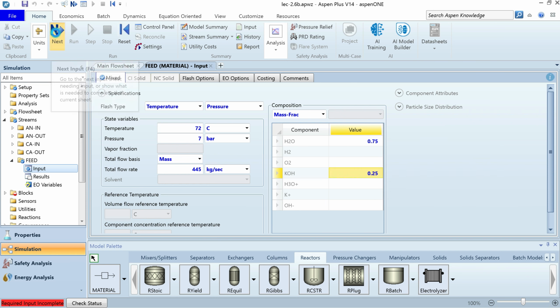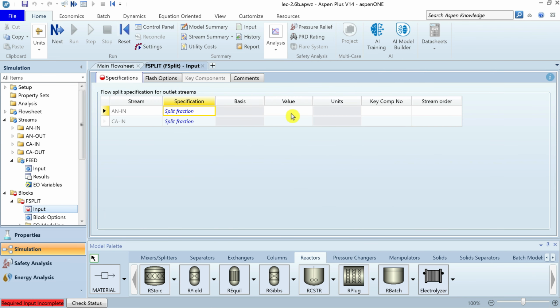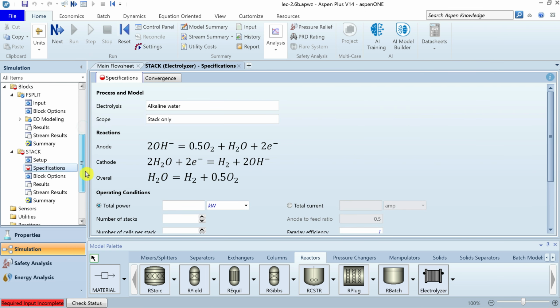Let's enter the next input form. For the splitter, it is defined that 75% of the feed enters the anode channel and the remaining 25% will enter the cathode channel. Proceed next. This is the input form of the electrolyzer.